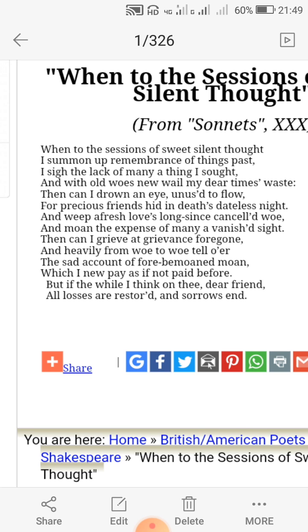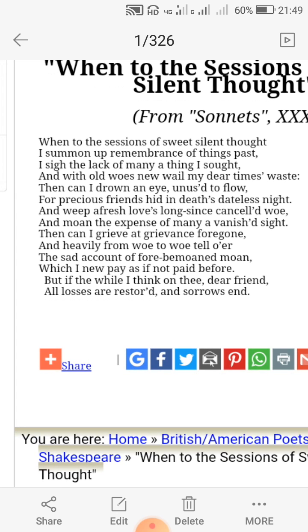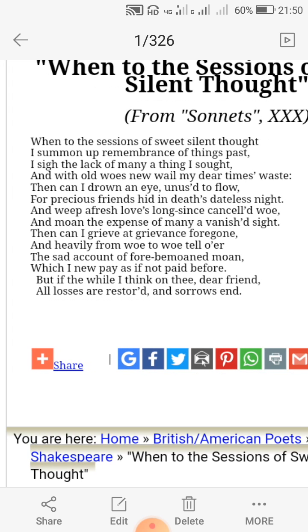This includes 3 quatrains followed by one couplet. The rhyme scheme is A B A B, C D C D, E F E F, and G G. And now we begin the poem.